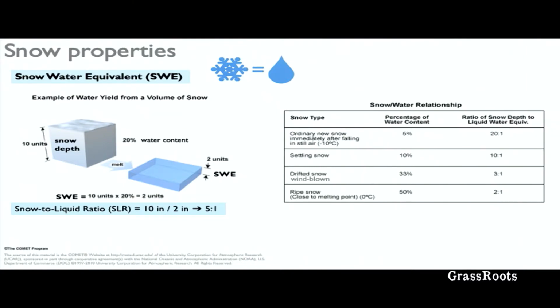So just to give you an idea, if you have ordinary new snow right after falling, it may have a 20 to 1 snow to liquid ratio. Settled snow may have 10 to 1. When snow gets windblown, those crystals get damaged, they get banged around, and so your snow gets a lot more dense. And our snow to liquid ratio may be only 3 to 1, and then ripe snow, which is when it's melting, it's right at the melting point, may have a ratio of 2 to 1. So, and across the US, the average snow to liquid ratio is 13 to 1.